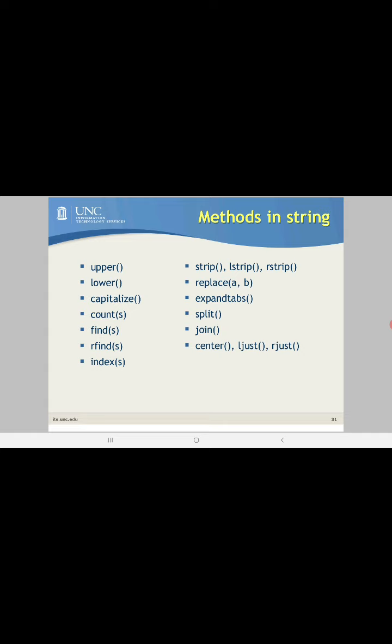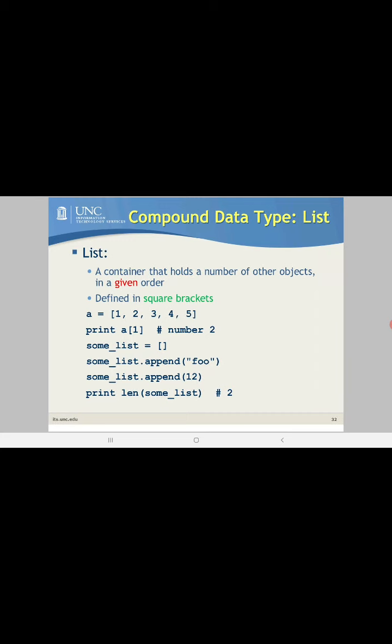Strip, lstrip like that, and replace, expand. Split and join are mainly used to split a long string into a number of substrings and join them. And center, left justification and right justification are used to justify the given string into right margins, right alignment, center alignment, left alignment like that.